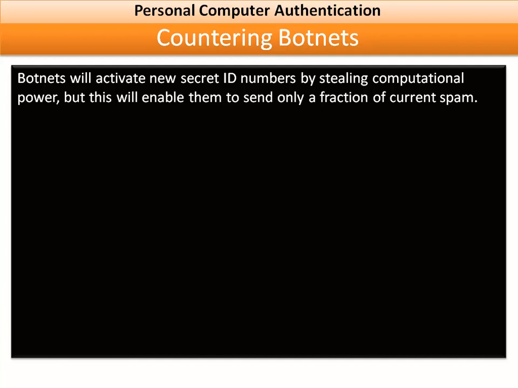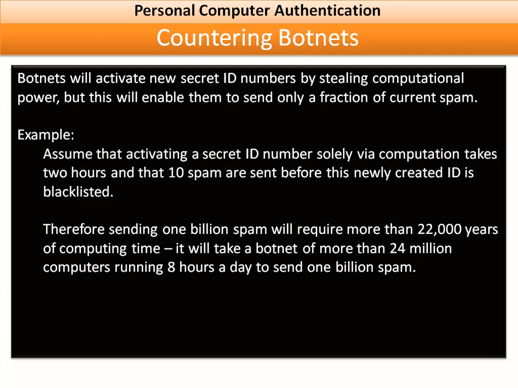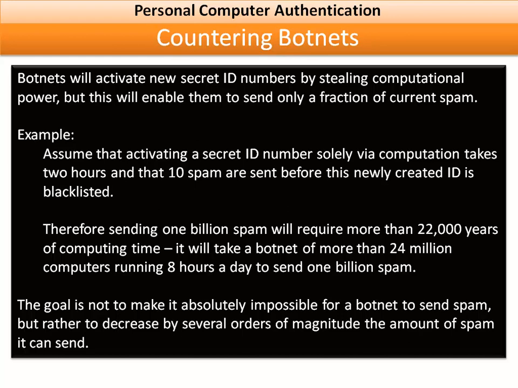Botnets will activate new secret ID numbers by stealing computational power, but they're not going to do well with this. As an example, let's assume that activating a secret ID number solely via computation takes about 2 hours, and the zombie will send out about 10 spam before this is blacklisted. That means if you want to send 1 billion spam, you need to steal more than 22,000 years of computing time, and it would take a botnet of more than 24 million computers running 8 hours a day to send this 1 billion spam. So the goal is actually not to make it absolutely impossible for a botnet to send spam, but rather to decrease by several orders of magnitude the amount of spam it can send.